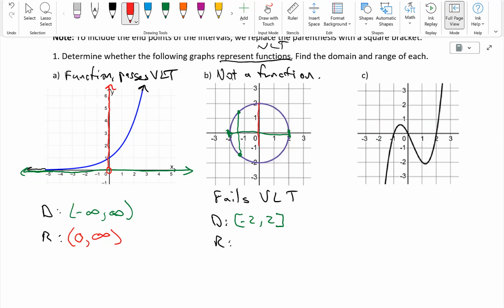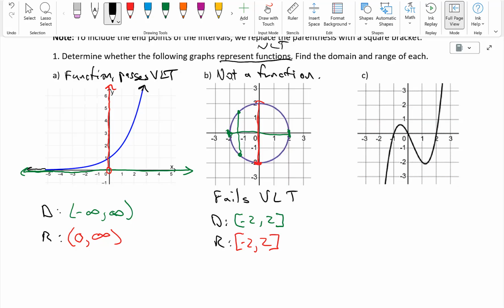For the range, we're looking up and down again. So we can see this point, or this range, these values start from -2 at the bottom and extend up to 2. We can see every y value represented somewhere on the graph.